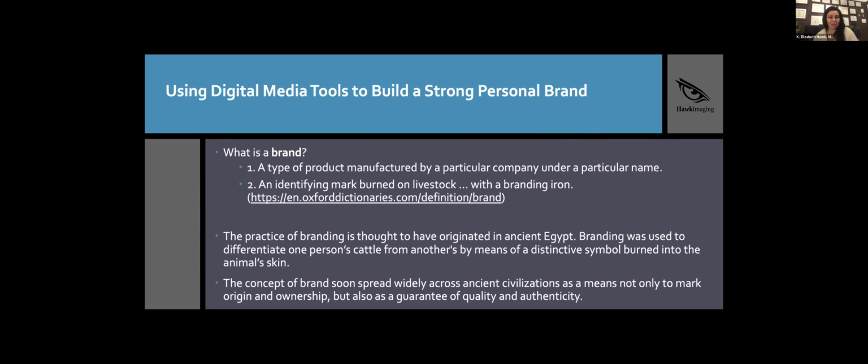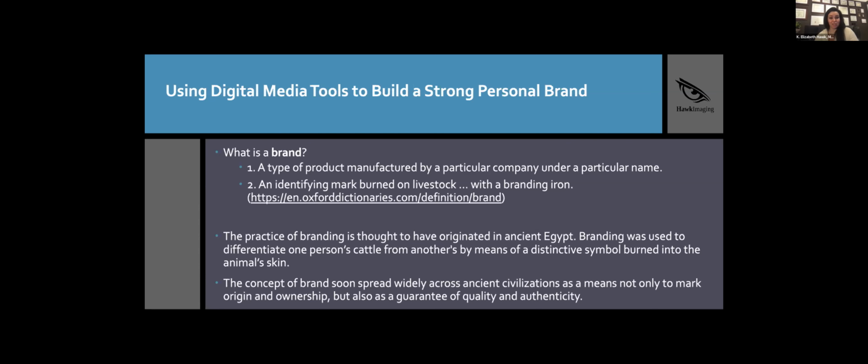We talk about brand all the time. It's loosely thrown all over all of our vocabulary, but very few of us actually stop to ponder what it is. A brand, really simply, if you look at the dictionary definition, is just a type of product manufactured by a particular company under a particular name. Really, it takes its ancient roots in identifying livestock as a mark burned on the livestock with a branding iron. And it's thought to have originated all the way back in BC times in ancient Egypt.